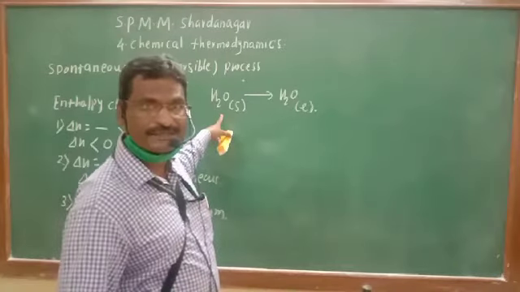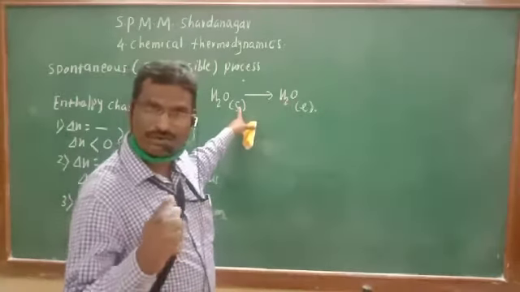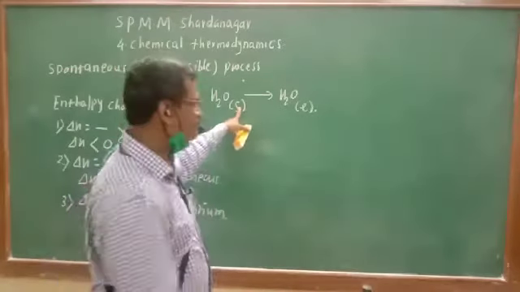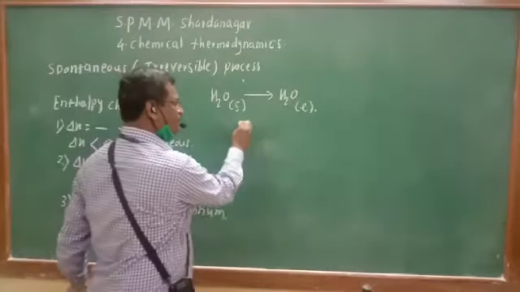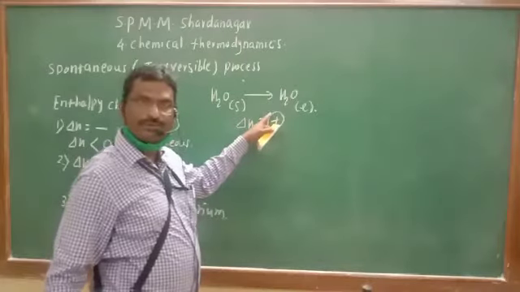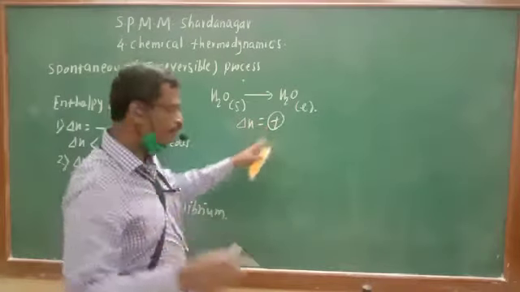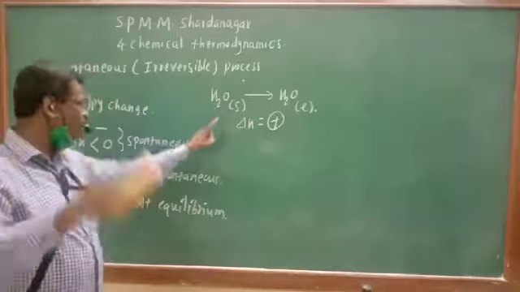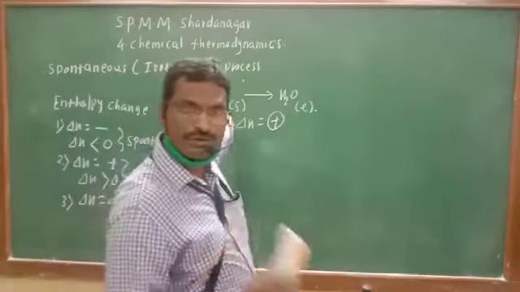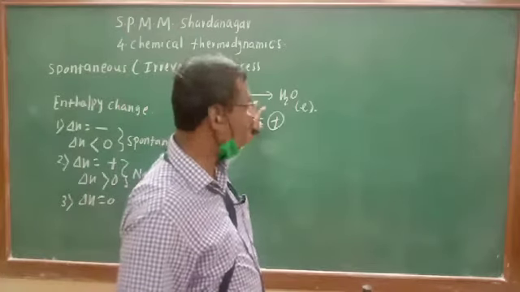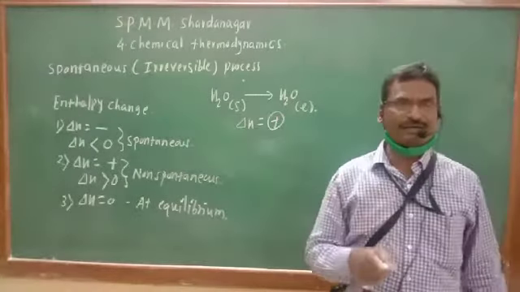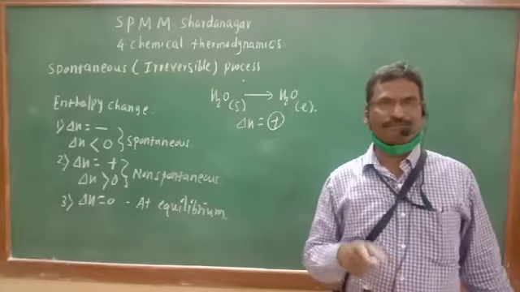Absorption of heat takes place, means is this endothermic or exothermic change? Endothermic. And for this, what is the value of delta H? Delta H, is it positive or negative? This is positive. And as delta H is positive, means this process should be non-spontaneous. But it is spontaneous. This is also a naturally occurring process. So why it is a naturally occurring process, even though it is endothermic in nature, is not explained over here.